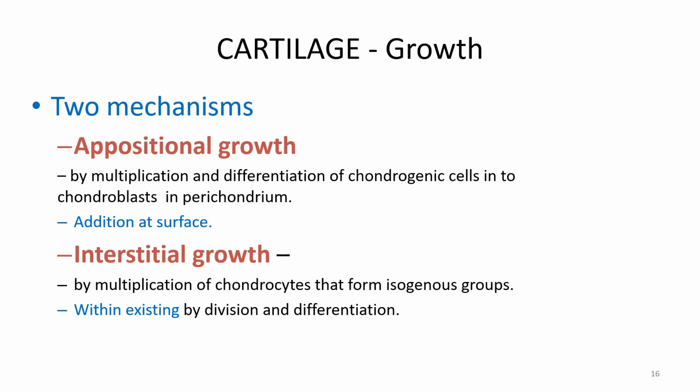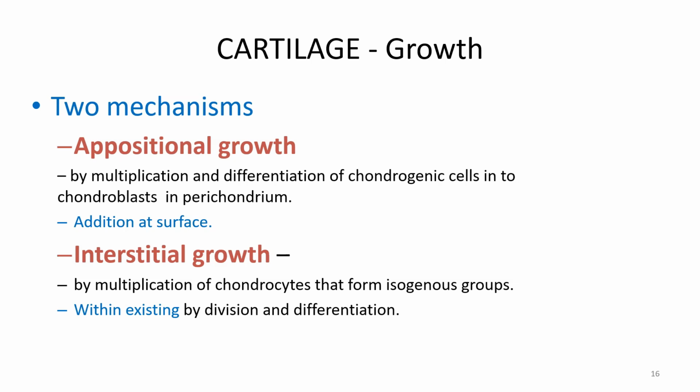Regarding the growth of the cartilage, it grows by two mechanisms. One is the appositional growth, the other is the interstitial growth. One is addition from the surface and the other is addition within the existing cartilage. The appositional growth is by multiplication and differentiation of the chondrogenic cells into chondroblasts in the perichondrium, that is addition at the surface.